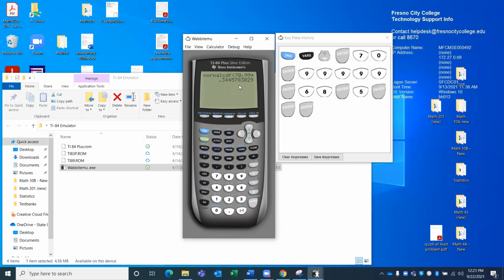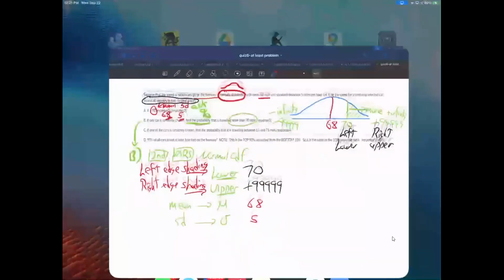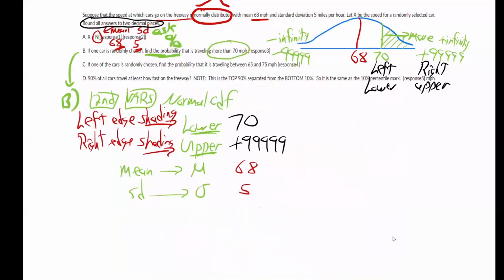0.34457. So I'm supposed to round to 2. What did it say? Round all answers to 2. So that'd be 0.34. All right, I'll go back. Sharing my iPad screen. All right, so the answer to part B here comes out to be 0.34.